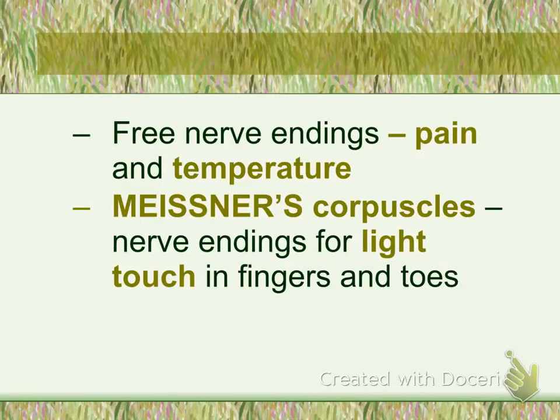Other structures found in the papillary layer are the free nerve endings for pain and temperature, and another type of nerve ending found in the papillary layer is the Meissner corpuscle. The Meissner corpuscle is for sensing light touch, and you find Meissner corpuscles in the fingers and toes, which require a lot more sensitivity to touch.